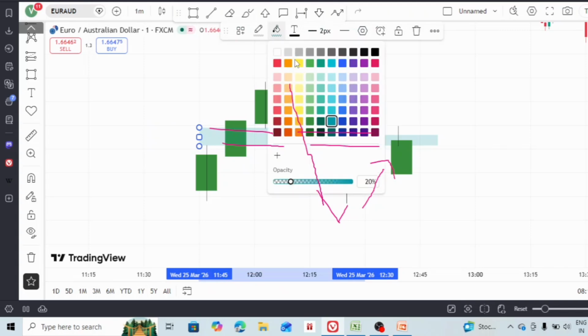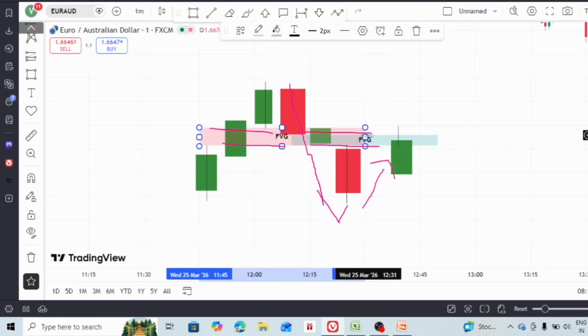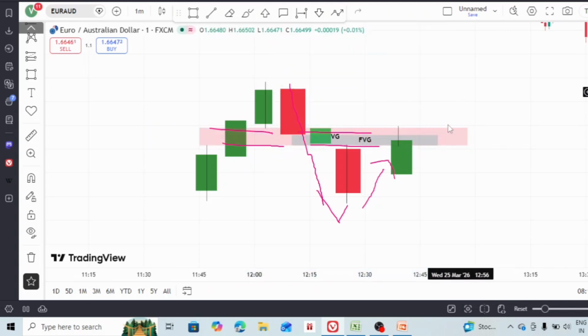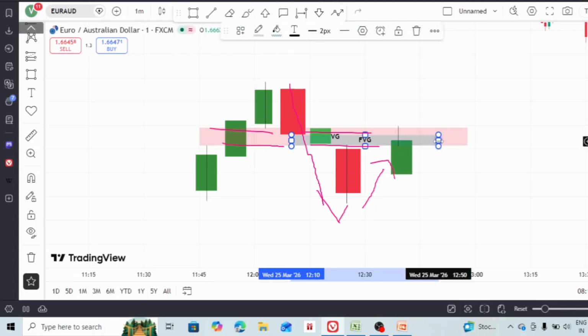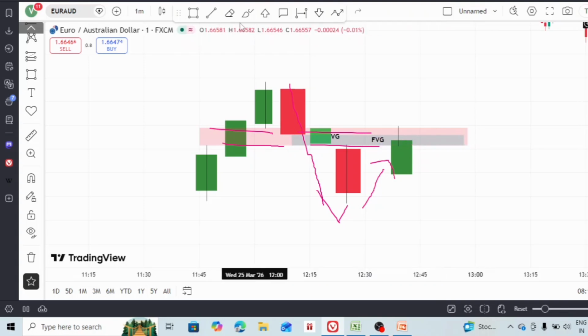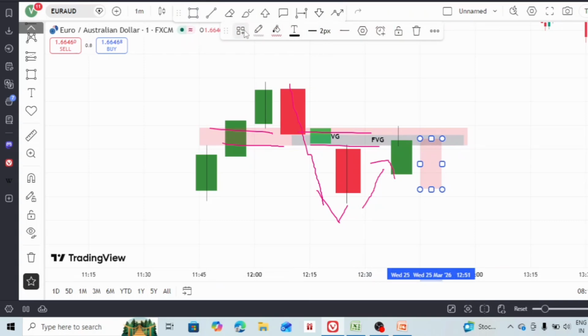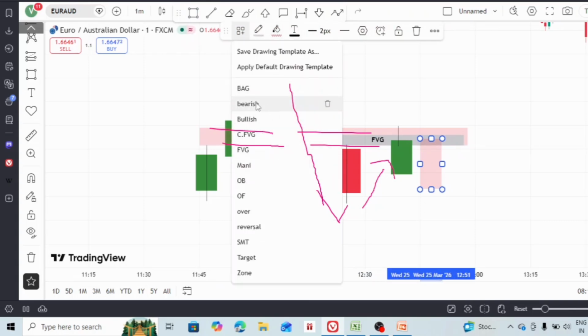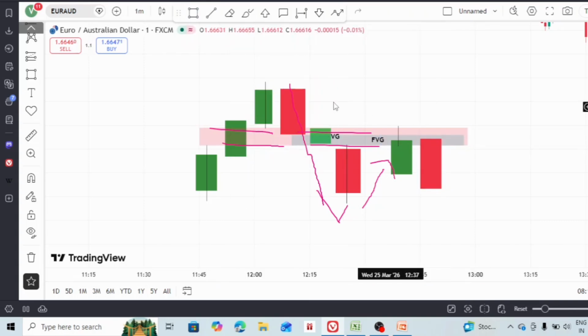Let me change the color. So this inverse fair value gap, and we also have the fair value gap here. If it gets a rejection, then you can place your trade in the downward direction. So this is a good inverse fair value gap.